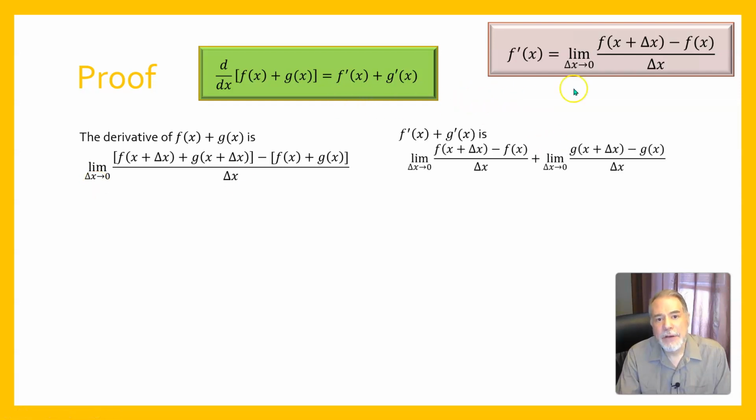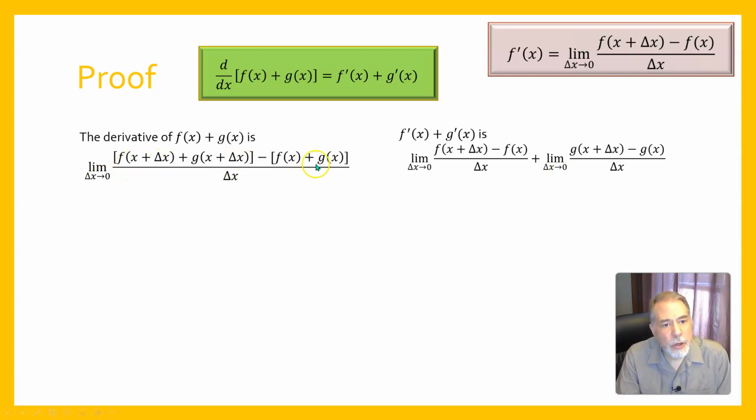Meanwhile, what the definition says that f prime of x plus g prime of x should be is, well, here's the derivative of f of x. Here's what f prime of x should be. And here's what g prime of x should be. It should be the limit as delta x approaches 0 of g of x plus delta x minus g of x all over delta x. And we just have to show that these two expressions are equivalent, that one can be manipulated into the other.